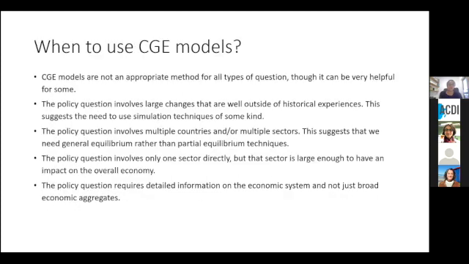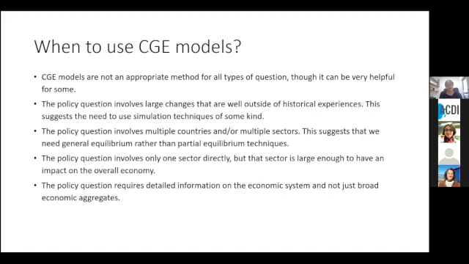So when do we use CG models? Given the strengths and limitations of the models, they are appropriate to some but not all types of questions. They're often used when policy questions involve large changes that are well outside of historical experiences. So this generally tends to suggest that you need a simulation technique to look at these types of questions. They are used when the questions involve multiple countries and multiple sectors, which indicates the need for a general equilibrium approach rather than a partial equilibrium approach.